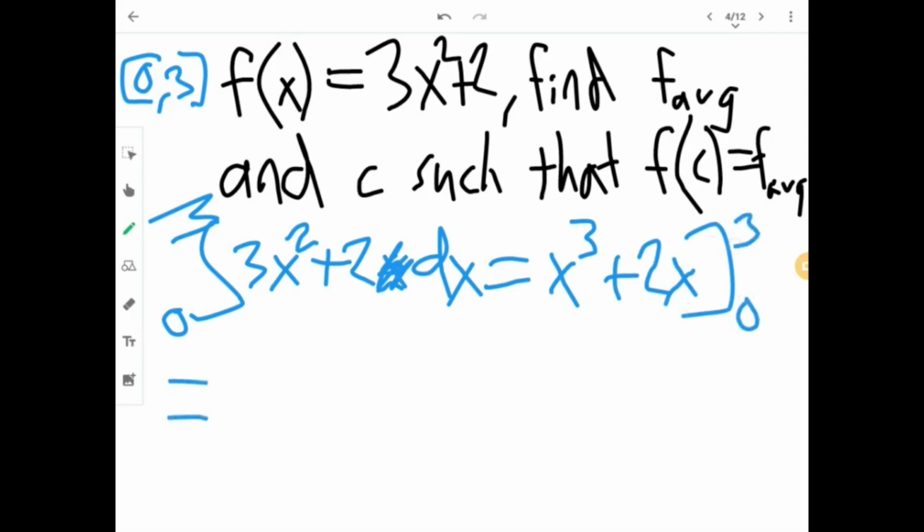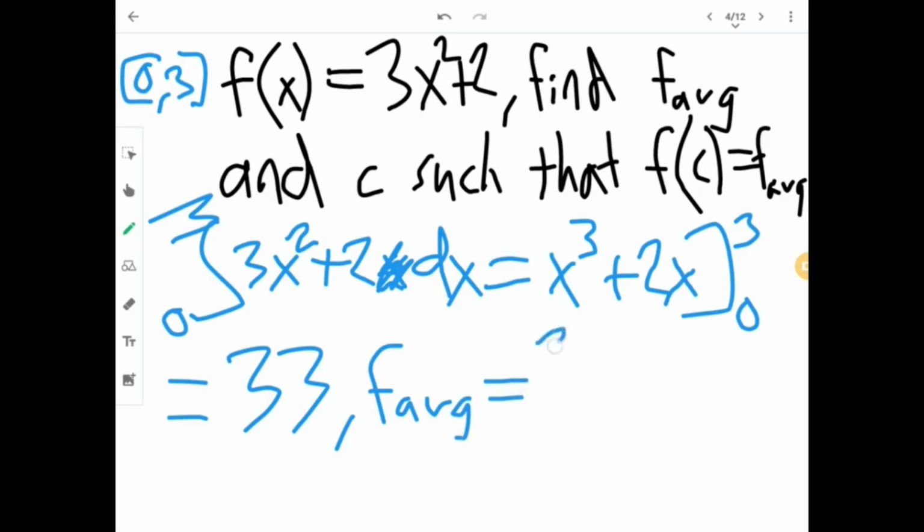This is equivalent to 3 cubed, which is 27, plus 2 times 3, which is 6. So 27 plus 6 is 33, and then minus 0 cubed plus 2 times 0, so 0. So it is 33. Now that is the area. f average is equal to the area over the width, b minus a, 3 minus 0, which is equal to 11.